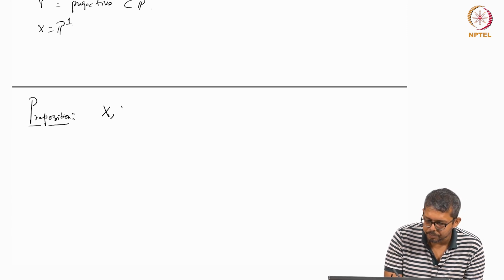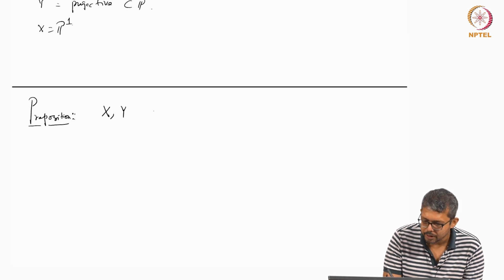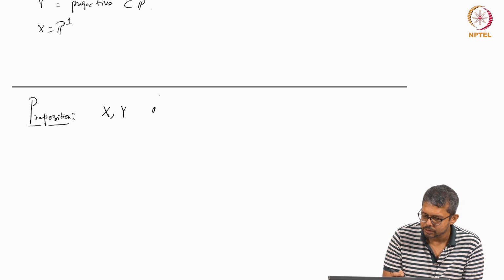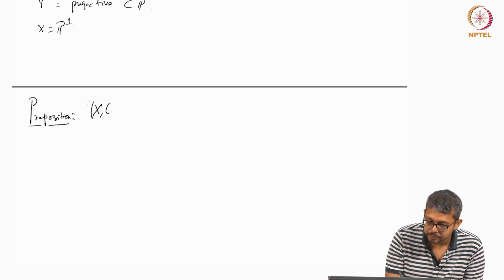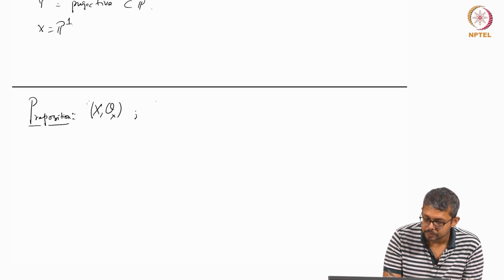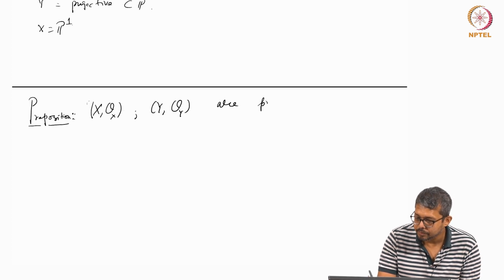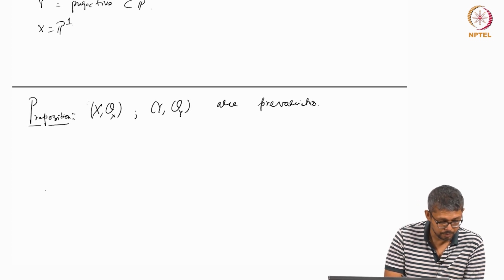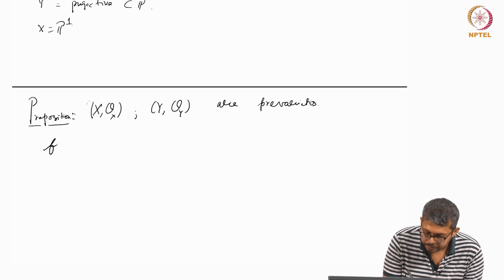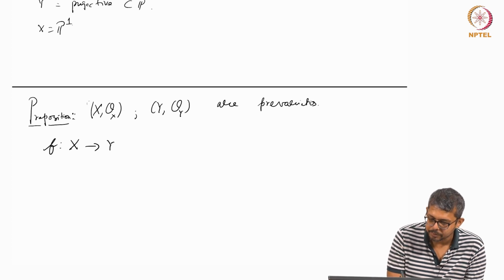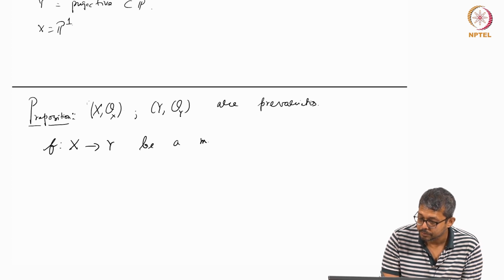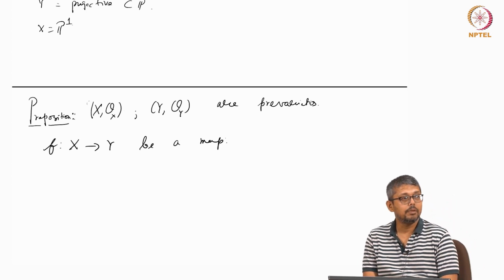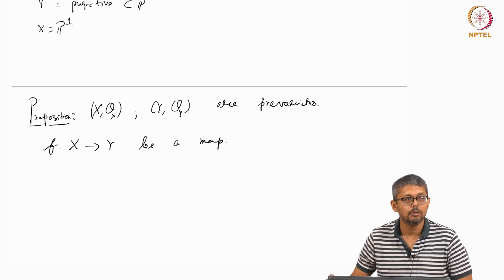So let X, Y be pre-varieties, and f is a map from X to Y, a map, not a morphism. So it's a set map. I want to say when it is a morphism. I want to put a criterion.